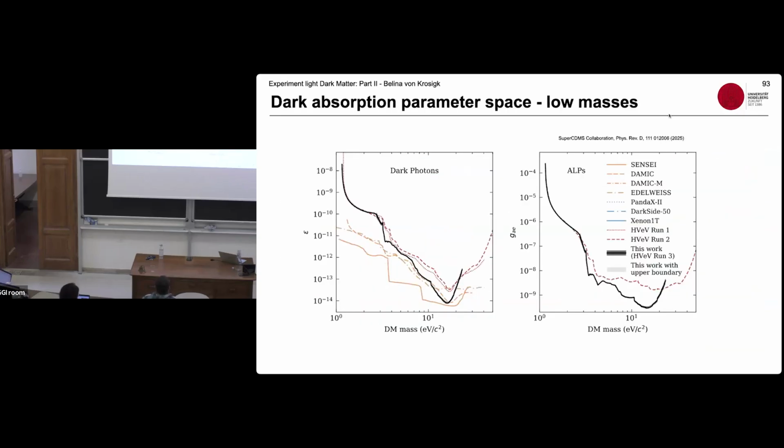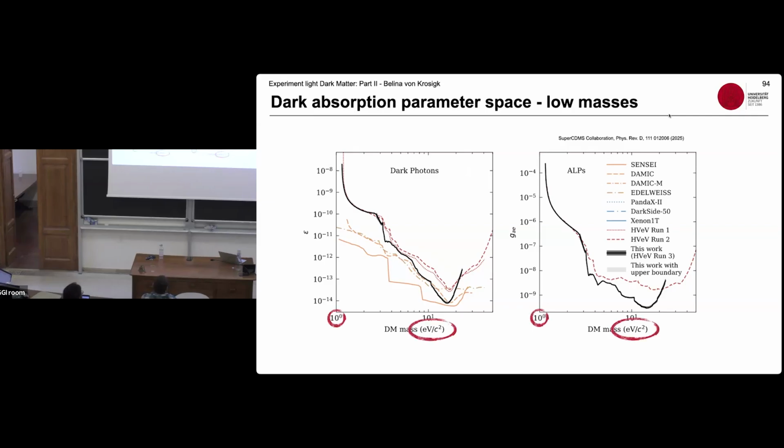And with these super sensitive devices, so this is now SuperCDMS HVeV, the band gap of silicon is at around 1 electron volt. So this is basically to say that if you have a dark boson coming in that has a mass of, let's say, 2 electron volt, it would be massive enough to get an electron from the valence band to the conduction band, and you can actually see it. And this is why, in the end, you go all the way down to where the band gap is, so to the eV scale for dark photons and axion-like particles.